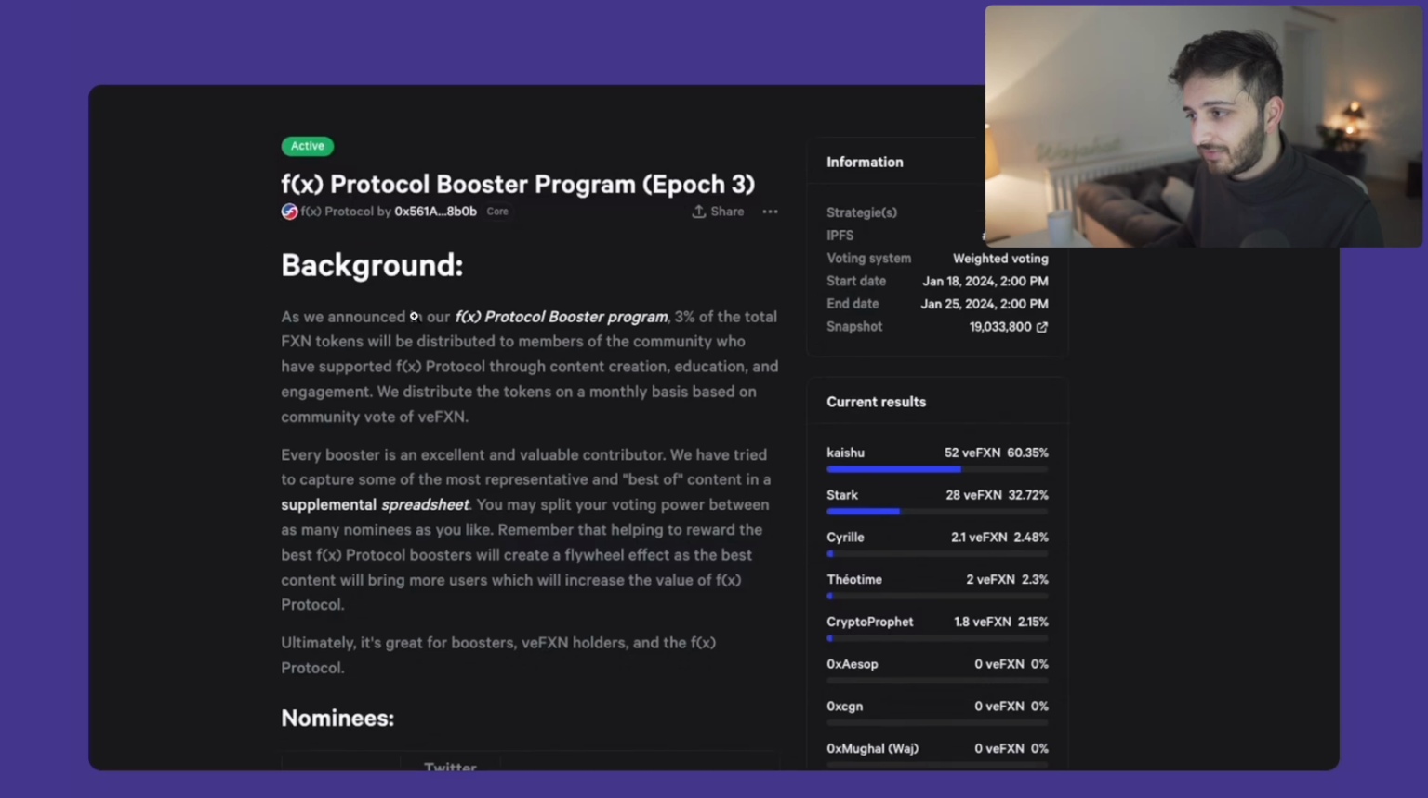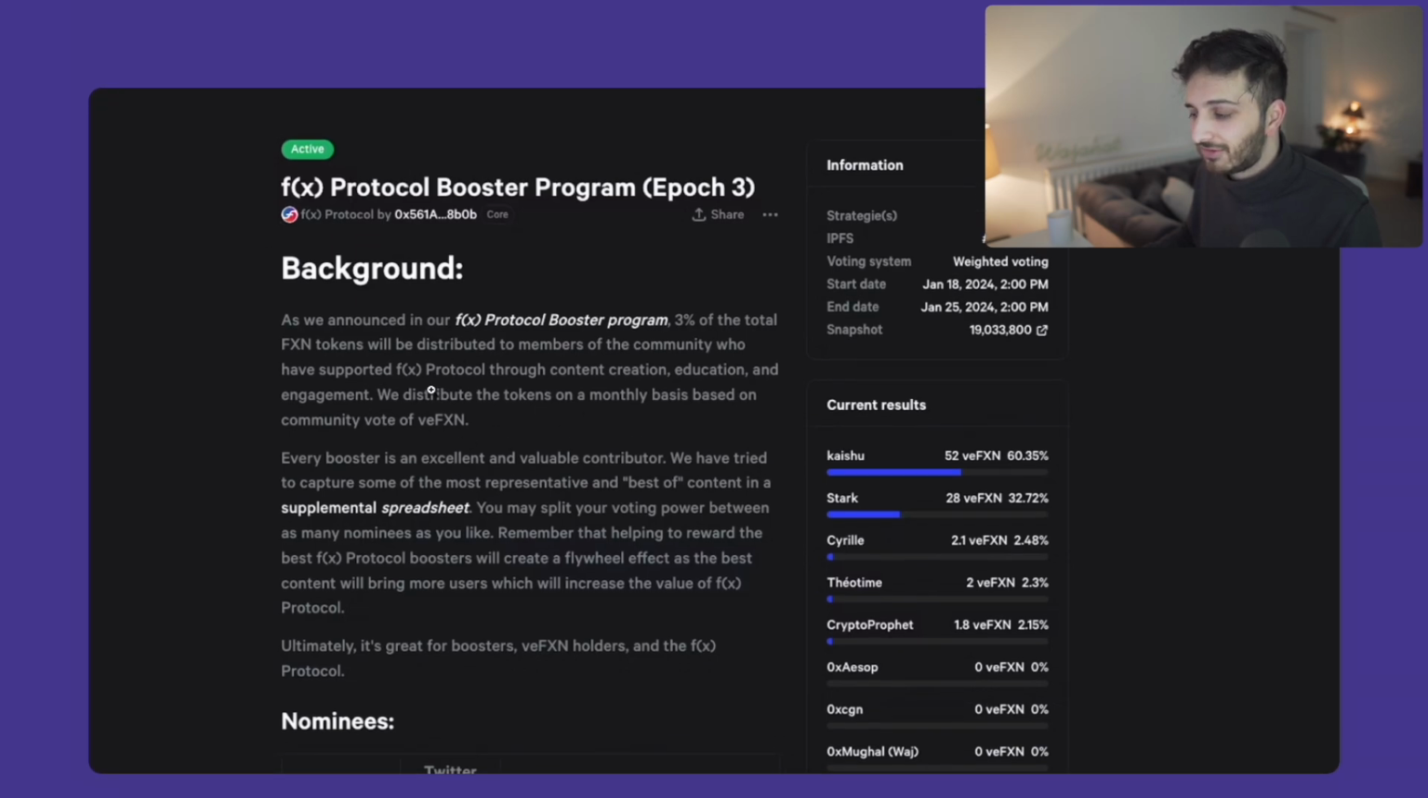Now, one of the things that FXN do is that they have this booster program, and this is essentially a way to incentivize people in the community to create education, to get the word out there, do podcasts, do content, do videos like I'm doing right now, and the idea is that some of these tokens get distributed to these people.